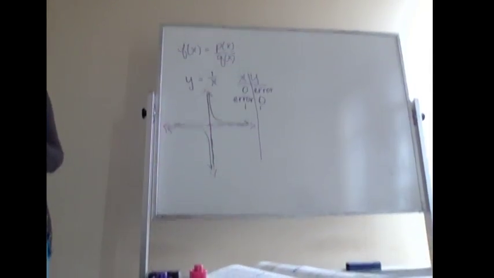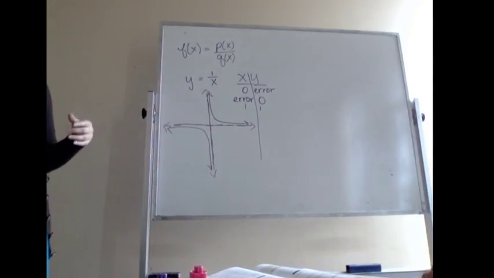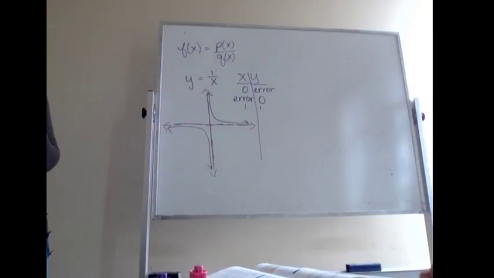Wait, so asymptotes are lines that the graph can never go on? Right. That the graph can never touch. Okay.